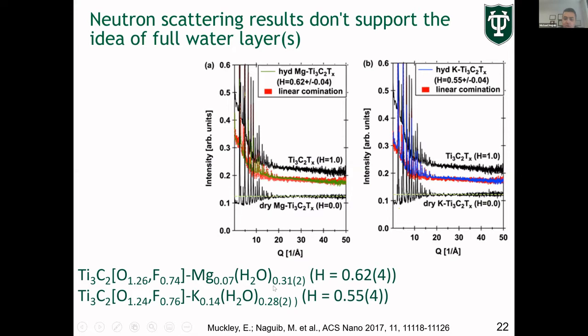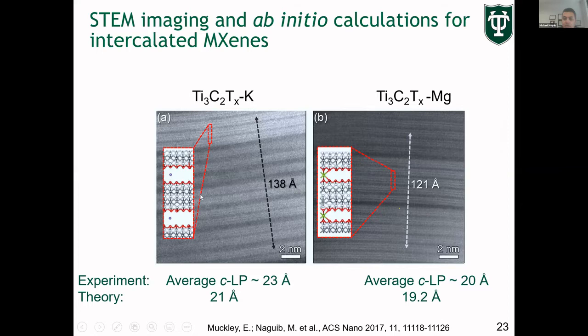The water content does not support the idea that you form a monolayer of water or double layers of water at all. Looking at the STEM images for these materials that have been vacuum annealed, because it's high vacuum in the case of STEM, we get a d-spacing of the dry state in the case of potassium of around 23, and in the case of magnesium, around 20. And Volkan, with Weiwei Sun, did the calculation and found that the lattice parameters they get from theory are comparable to what we get from the experiment in the case of nothing intercalated but just the cation.